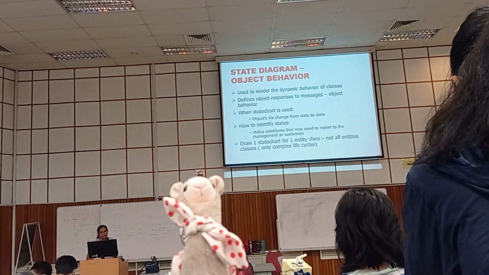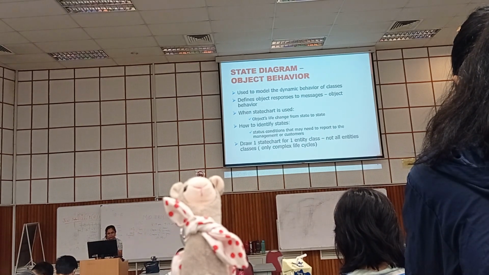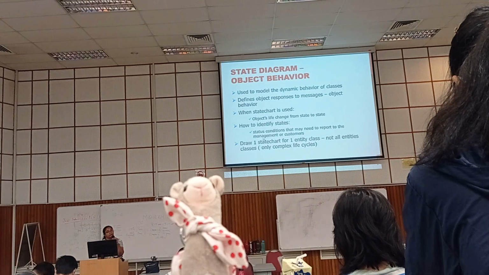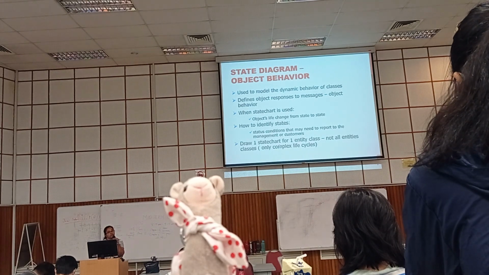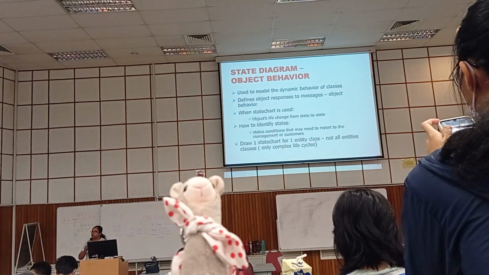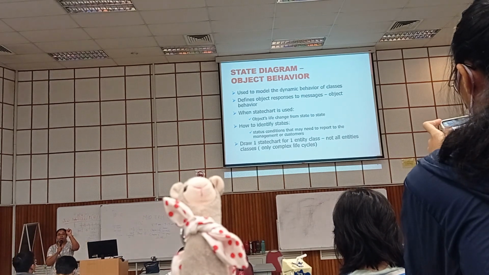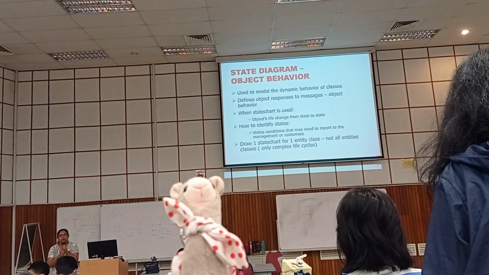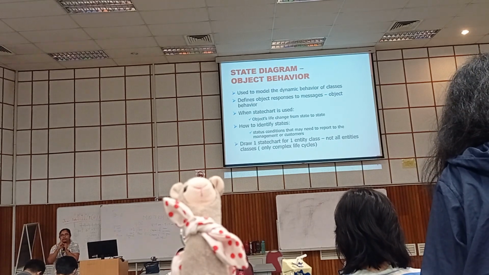Okay, now anything important here? How to identify states? States are conditions that we need to report to the management or customer. Draw one state chart for one entity class. Oh, this is very, very important. One class or one object. Only one state chart diagram.